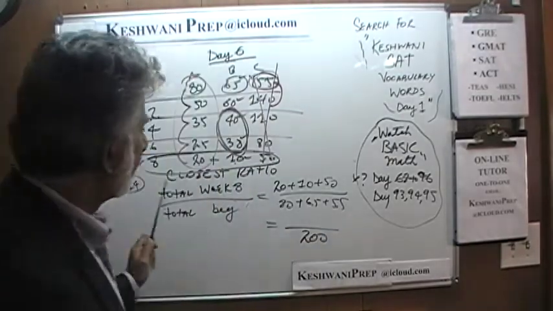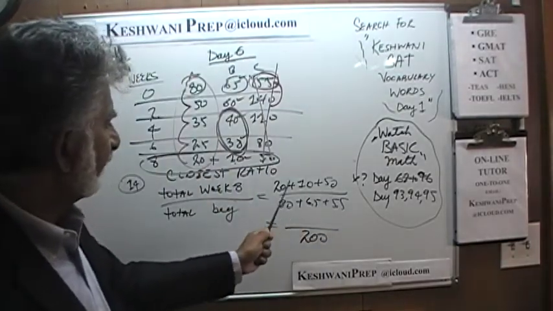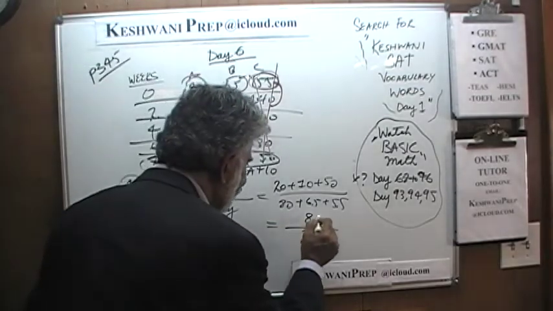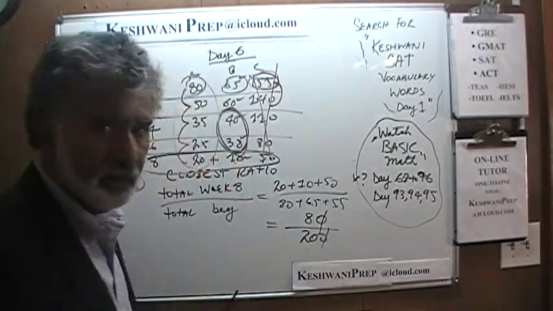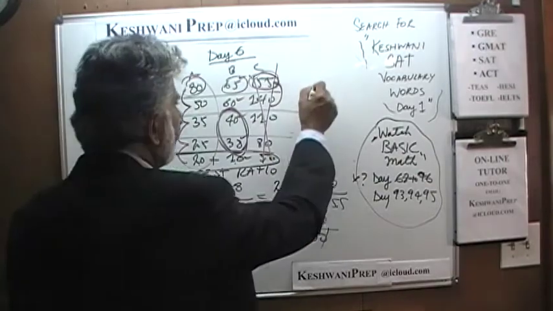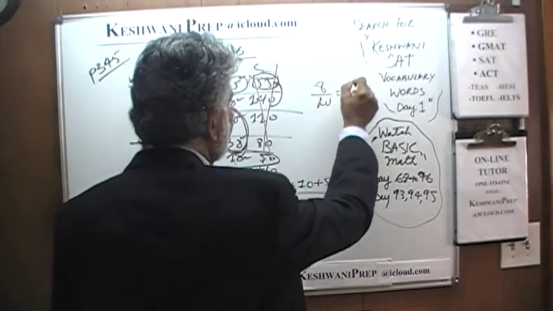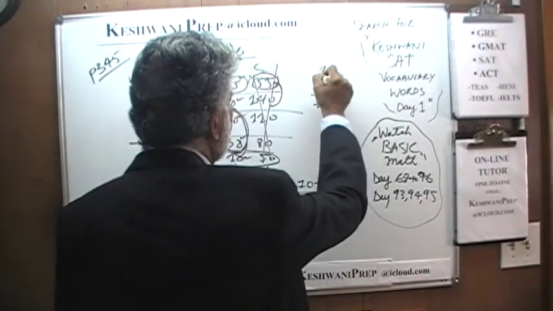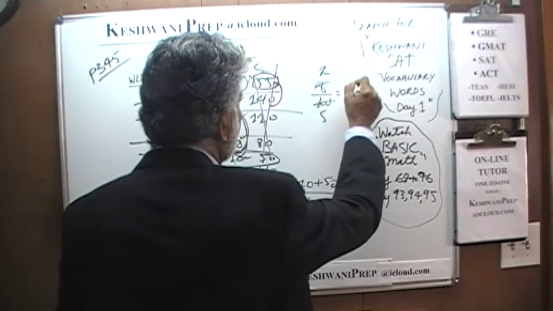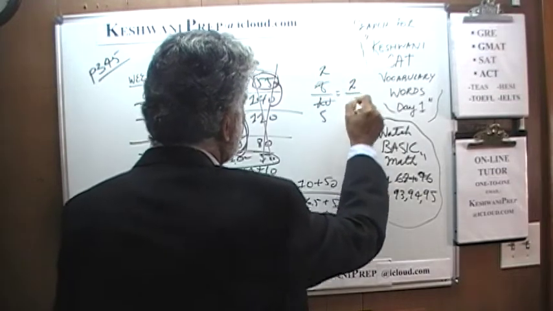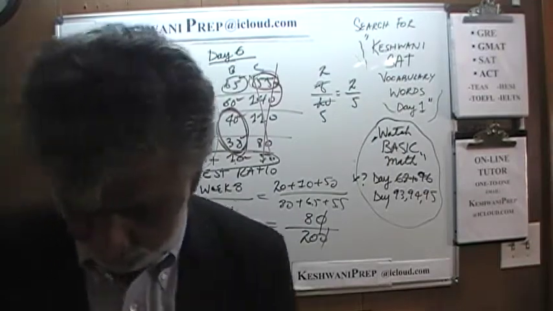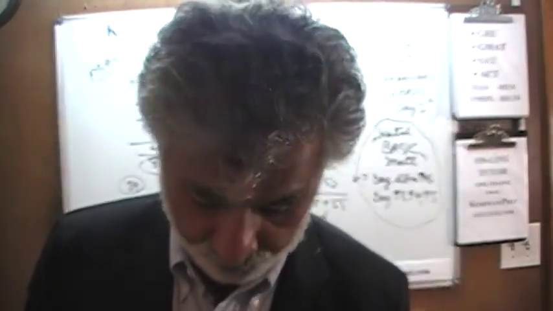Let's see what we have on the top. We have 50, 60, 80. So it's 80 over 200. 80 over 200, let's divide top and bottom by 10. So it's 8 out of 20. 8 out of 20 is of course the same as, let's divide top and bottom by 4, 2/5. Just divide top and bottom by 4, and the answer is 2 to 5.